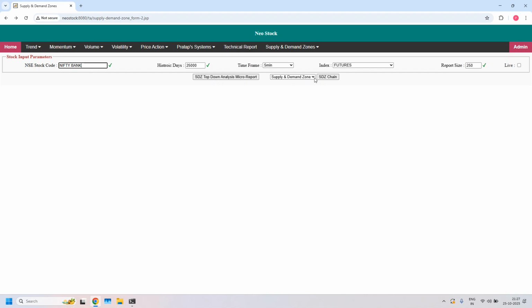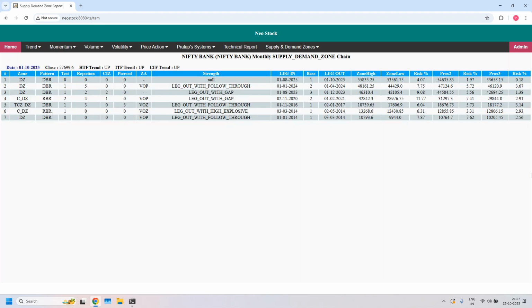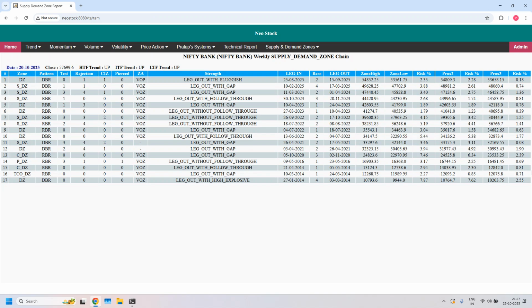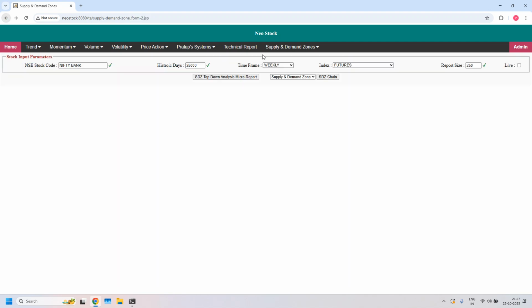NIFTY Bank is nothing but BANKNIFTY. Generating monthly supply demand zone chain for BANKNIFTY. Next, generating weekly supply demand zone chain for BANKNIFTY. Next, generating daily supply demand zone chain for BANKNIFTY.